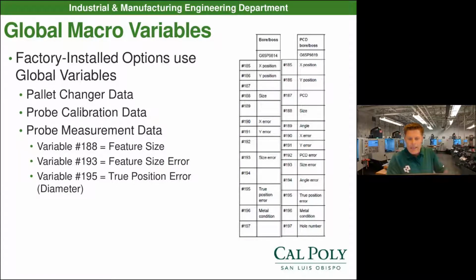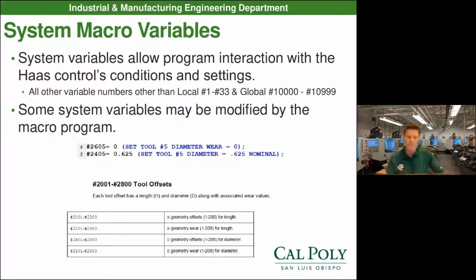So you can see as we move through, I'm going to be showing you different variables and how they actually work. Now, the third type of variable out there is a system macro variable. The system variables allow the program to interact with the control's settings. I can look at settings in the control, such as spindle load, and I could shut the control down if it went above a certain spindle load percentage, or shut the program down and have an alarm out.